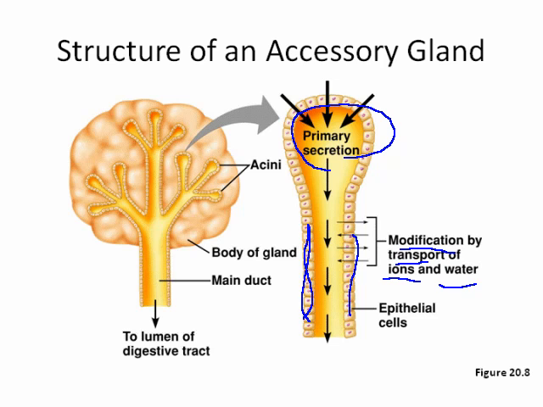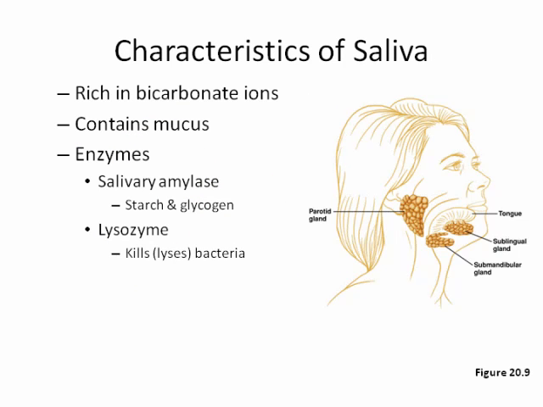The glands are made up of epithelial cells, some of which are involved in the synthesis of the substances, and some are involved in just providing a protective surface. So saliva, one of these accessory glands, first of all, is rich in bicarbonate. The bicarbonate, because it's alkaline, is going to facilitate some digestion. It also contains mucus, which helps lubricate the material so that it can be swallowed more easily.